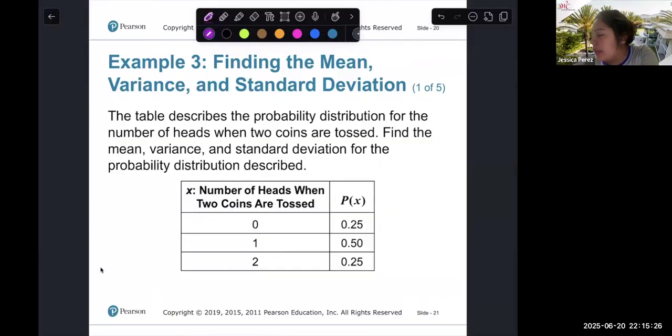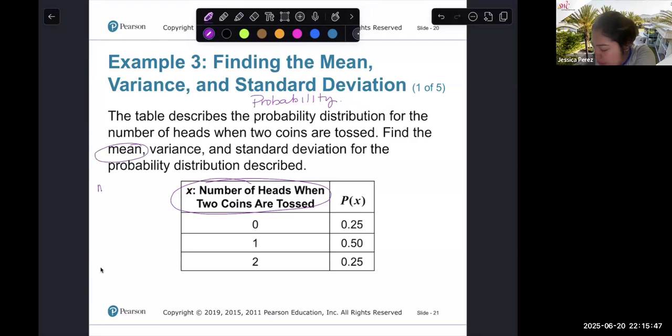As we noticed, we already saw this example for the number of heads when two coins are tossed. We know that this is a probability distribution. We saw that it met the three conditions. Now, what we're trying to do is find the mean, the variance, and the standard deviation. And we have formulas for that.